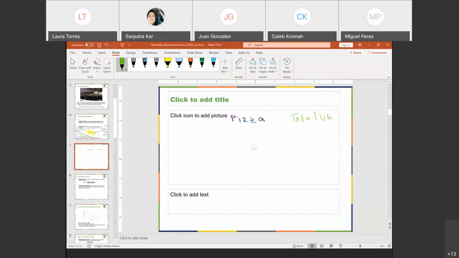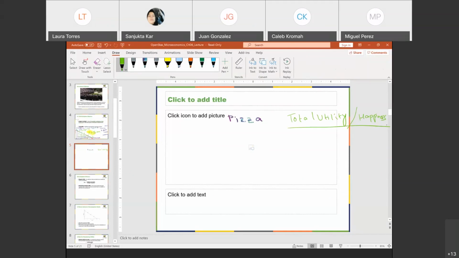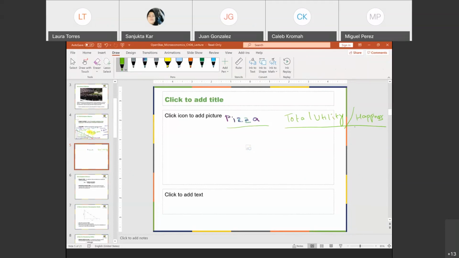Total utility means happiness. That means how happy we are if we are purchasing any good of our choice. It can be anything. We can use really any example here. I'm just using pizza because I'm hungry. It's a cold day and it's a perfect day to eat pizza. All right, so I am buying 0 units of pizza. I do not have any pizza, so I'm not happy at all.